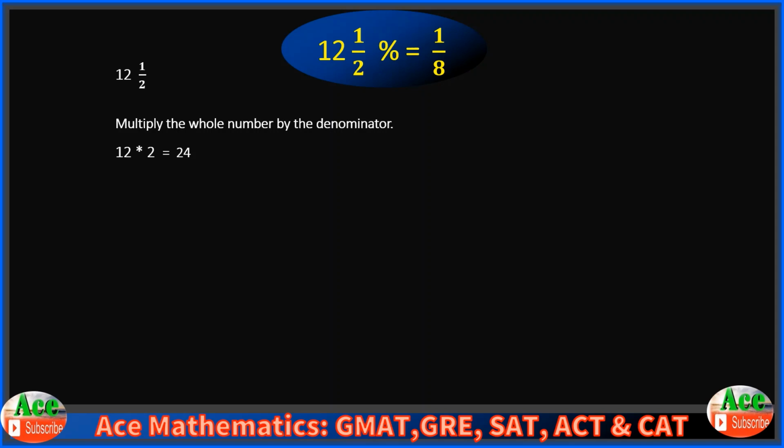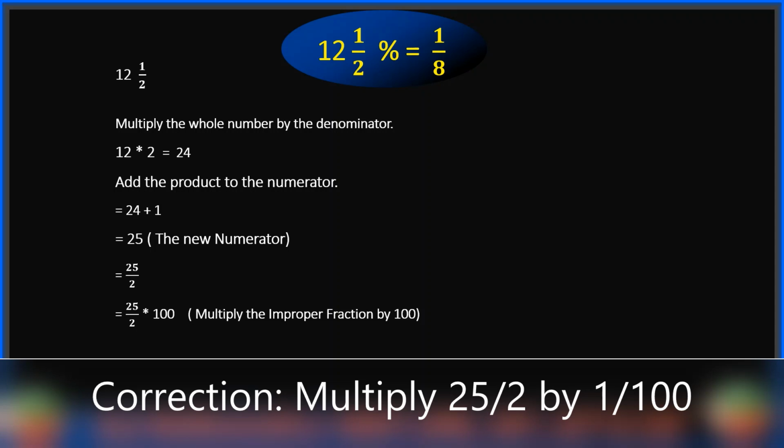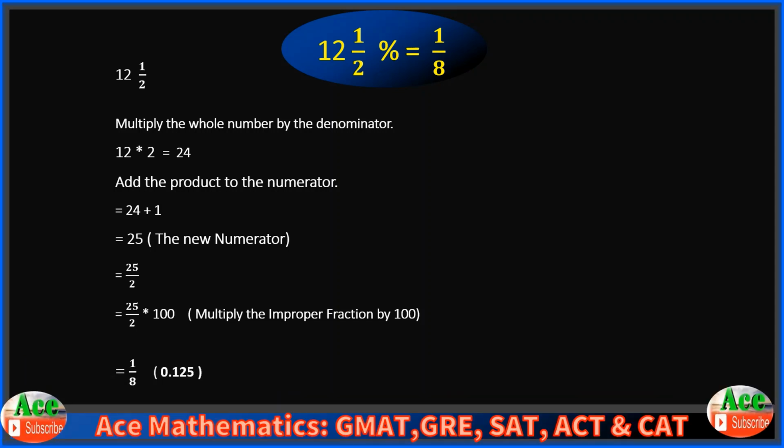Add the product to the numerator. 24 plus 1 equals 25. It is the new numerator. Now, multiply the improper fraction, that is 25 upon 2, by 1 upon 100. You get 1/8, which equals 0.125.